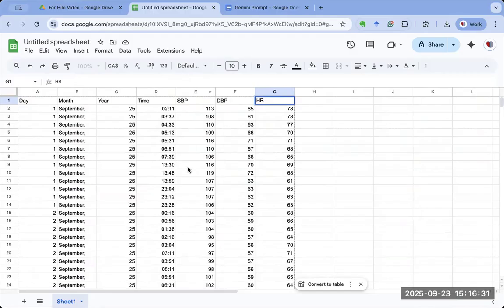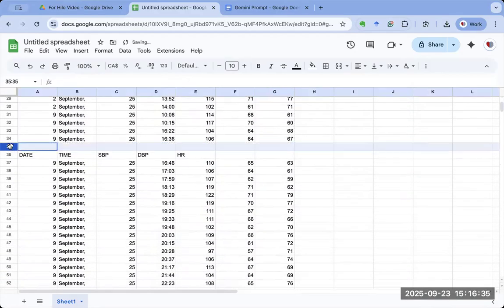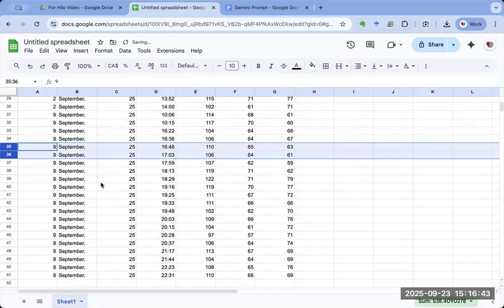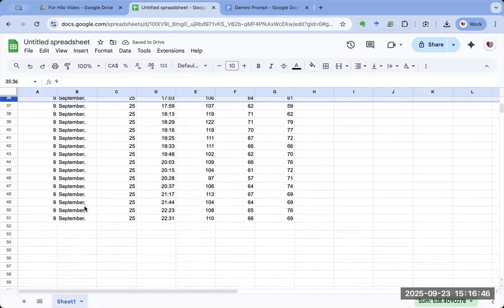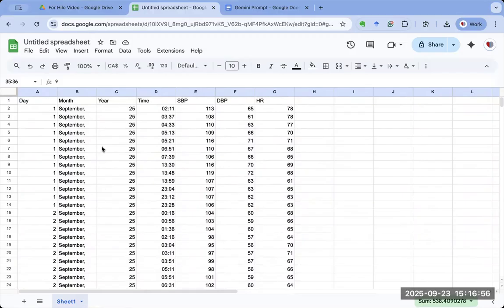So here I have not pasted all the data, but again, I'm going to delete these two rows, not columns. So as you can see, there were 200 readings, and out of the 200 readings, I have only pasted 51 here. In the interest of time, I'm not going to paste all of them.